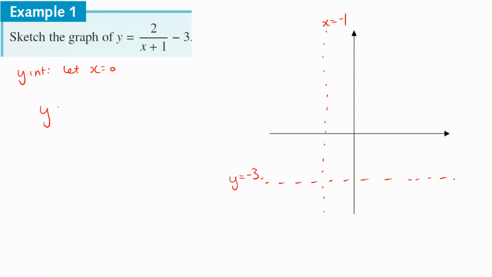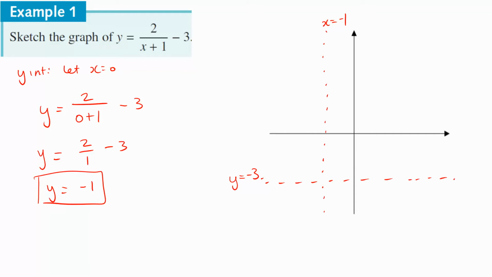So watch this. You've got y is equal to 2 over 0 plus 1, minus 3. Let's work this one out. I'm just doing sub x equals 0. Let's solve this one. You've got 0 plus 1, which we know is 1. 2 over 1 minus 3. What's 2 over 1? 2. So we've got 2 minus 3, which is equal to? All right, well, y is equal to negative 1.